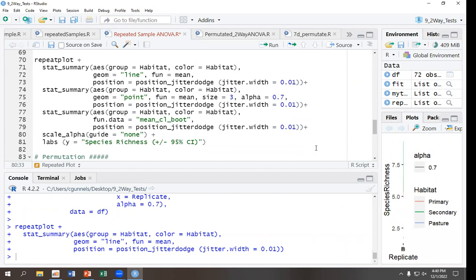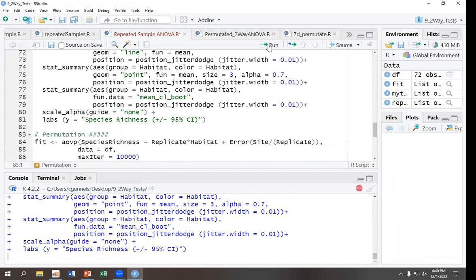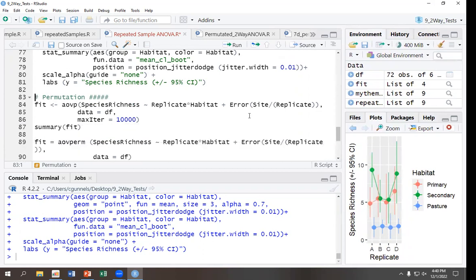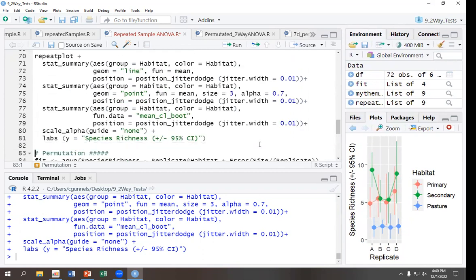Okay, the last part of the code is that alpha in the legend is annoying. So get rid of it. Scale underscore alpha, parentheses guide equals none. We'll get rid of it. Last is you should always update your axes as needed. And species richness, all one word, obviously is a problem. We used a confidence interval in order to do it. And therefore, you should modify it.